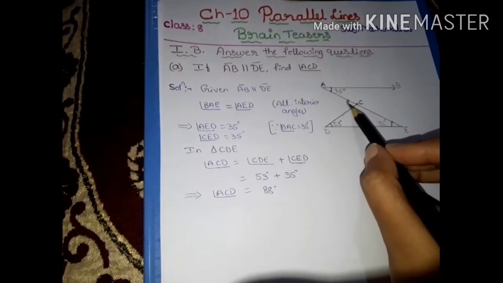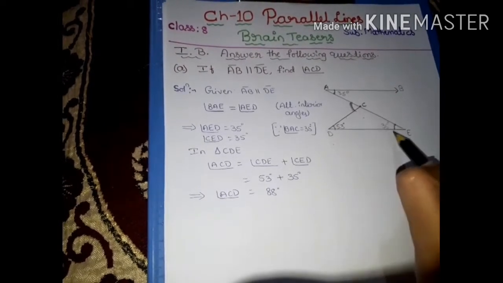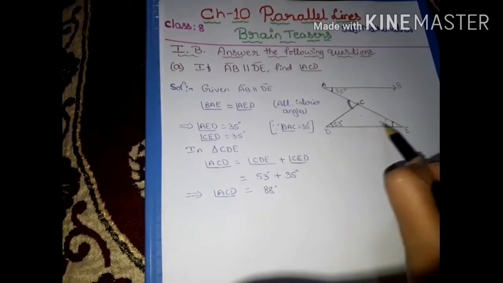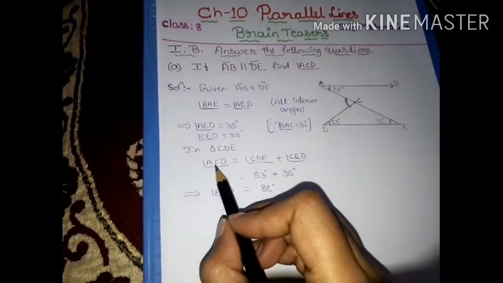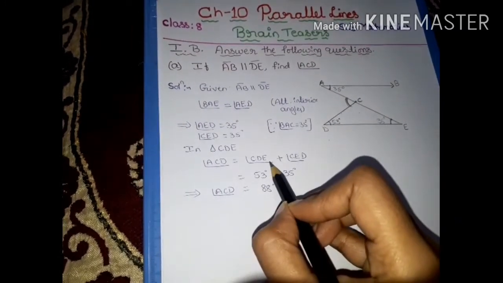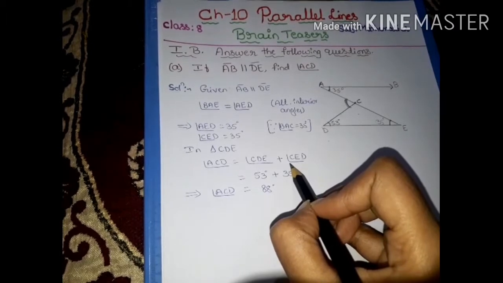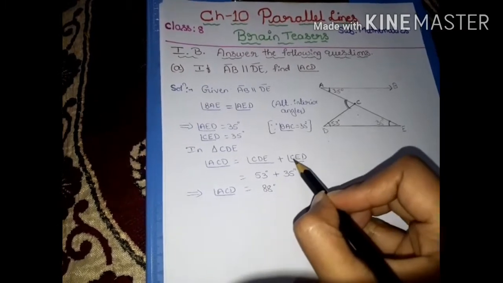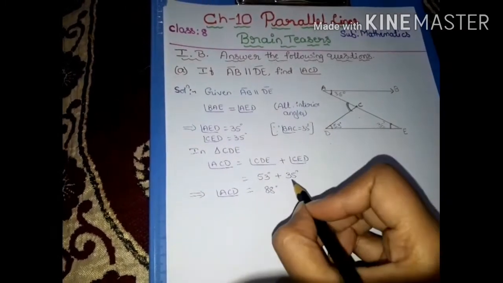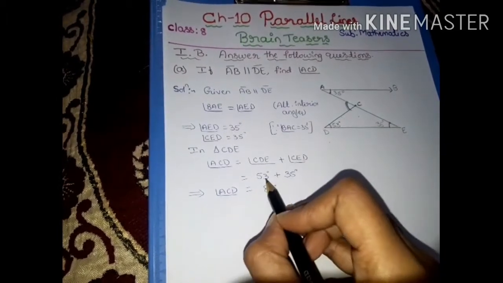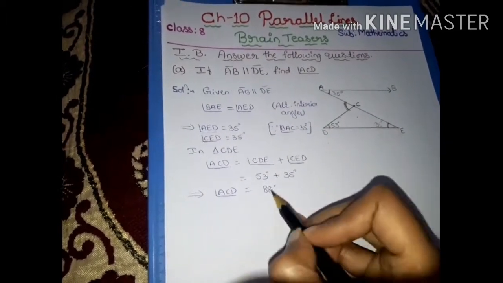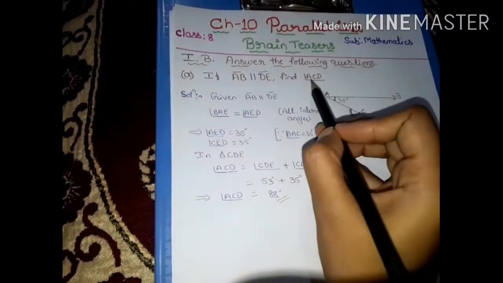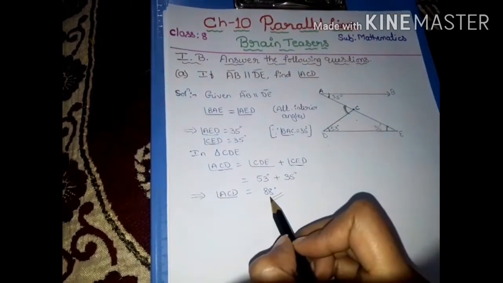An exterior angle is always equal to the sum of the opposite interior angles in a triangle. Sum of the two opposite interior angles of triangle CDE. So angle ACD equals angle CDE plus angle CED, which is CDE, given already as 53 degrees, plus CED, which we just got, 35 degrees. Write down: angle ACD equals 53 plus 35 degrees, which equals 88 degrees. This is angle ACD. Here they asked to find angle ACD. Angle ACD is 88 degrees.